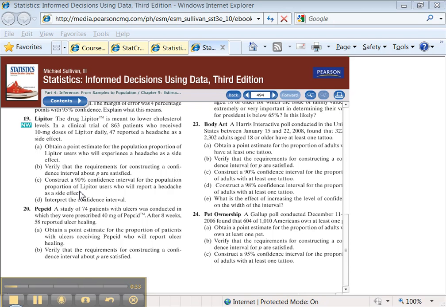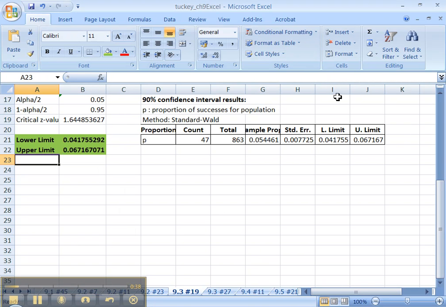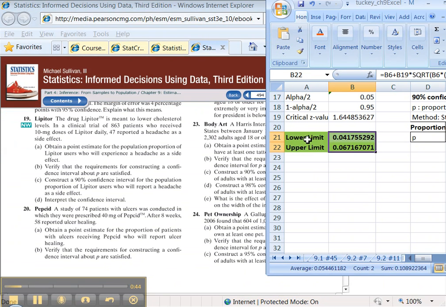That said, you could say, I'm 90% confident that the interval I created here, between here and here, contains the true proportion of people that will have headaches from Lipitor. Or you could say, look, if we go out and collect 863 patients over and over and over again, then 90% of the intervals we create that way would contain the true proportion. Those are the two things that are okay to say.